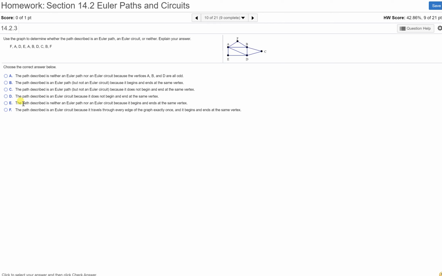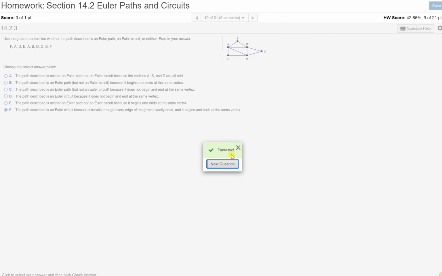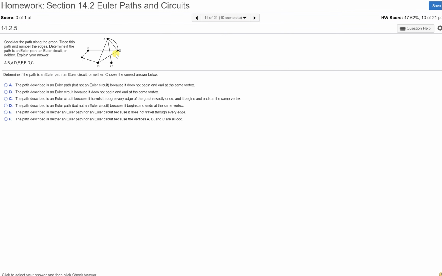So let's see. It said neither. It's an Euler path, but not a circuit. Not true. It's an Euler circuit because it does not... Nope. It's probably F. The path describes an Euler circuit because it travels every edge of the graph at least once and begins and ends at the same vertex. So it's F. Excellent. And you guys, don't put the same answer I'm putting. Your questions are different. Make sure you answer your questions.